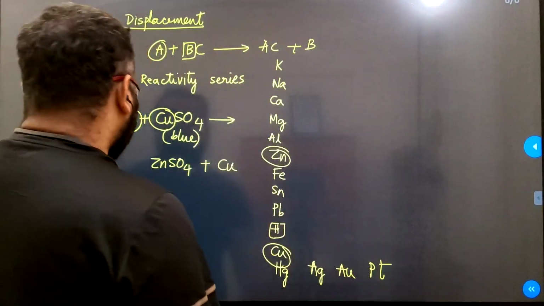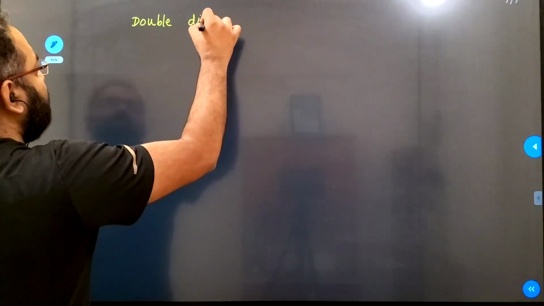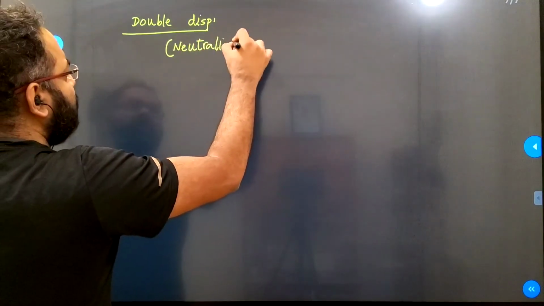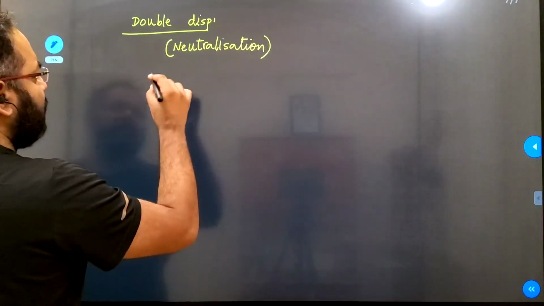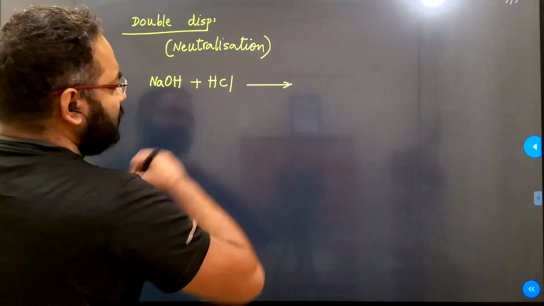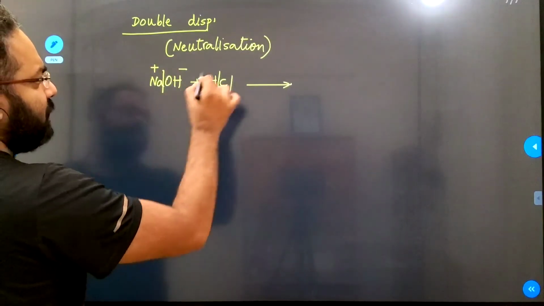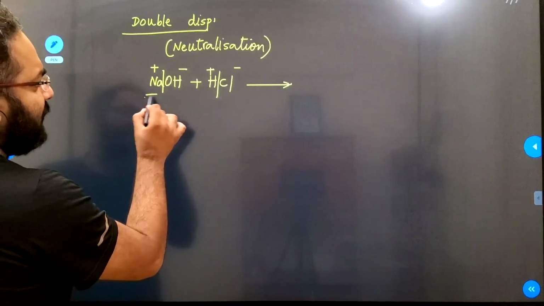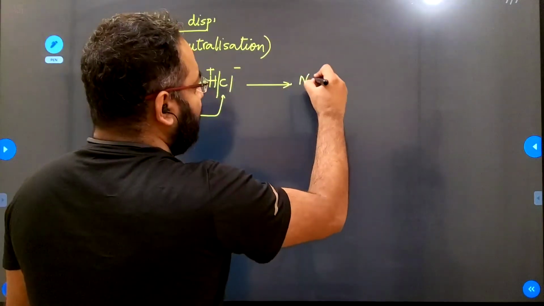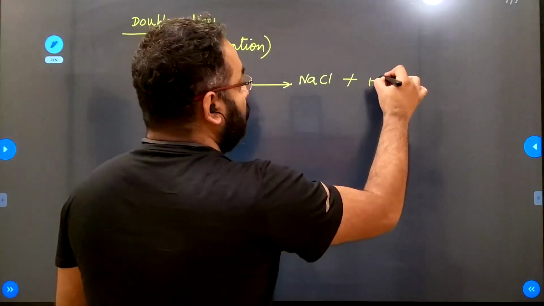The next reaction we went into was a double displacement reaction. A double displacement reaction is very simple. All neutralization reactions involving an acid and a base in aqueous solution are double displacement reactions. For example, when we take sodium hydroxide and hydrochloric acid, what happens in a double displacement reaction is both the ions get swapped. So this is Na plus, this is OH minus, this is H plus, this is Cl minus. This Na plus combines with this Cl minus, so there's a swap of ions. This plus goes with this minus to give you NaCl, plus this H comes with this OH minus to give you H2O.